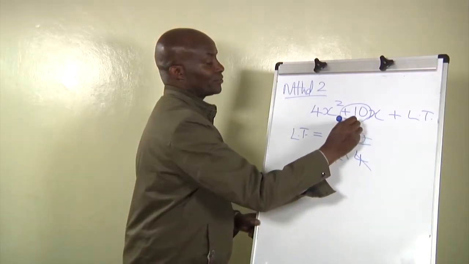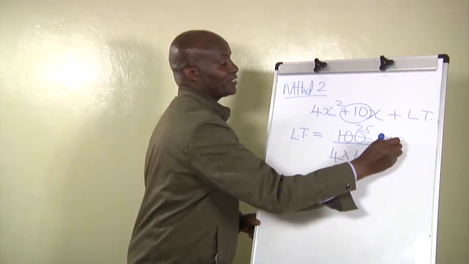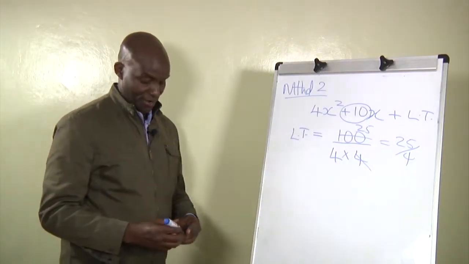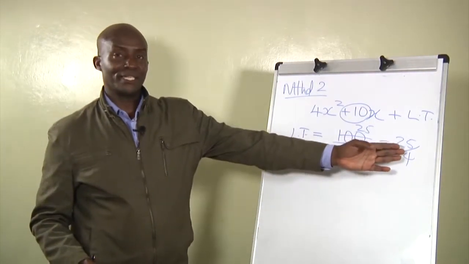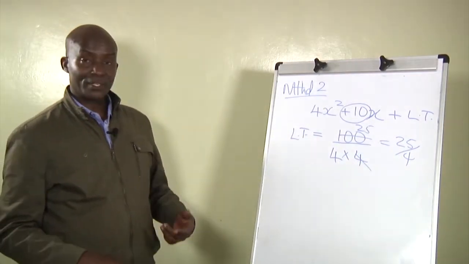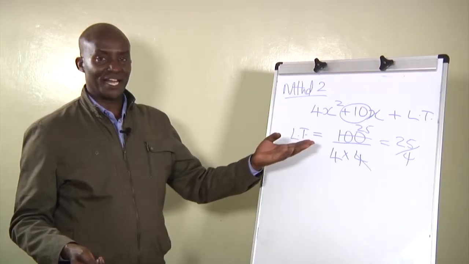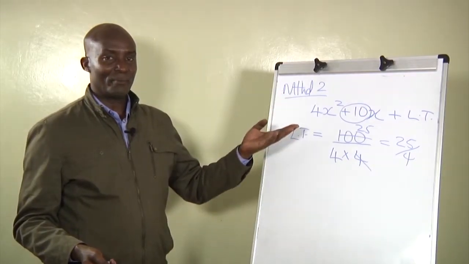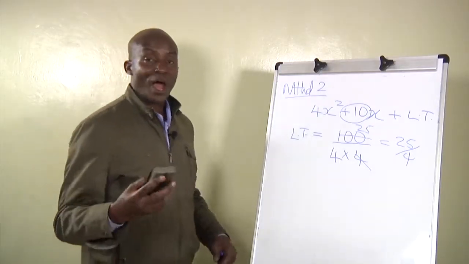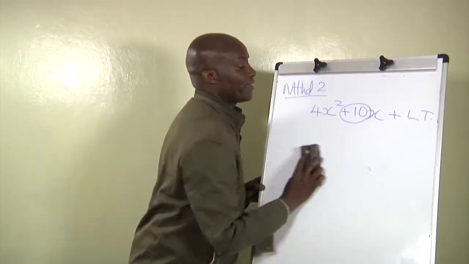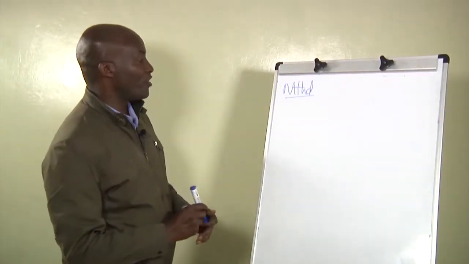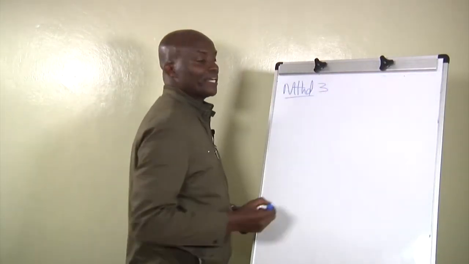Cancel 25, and the result is 25 over 4. Now, you can see we get the same result as before. Now, according to you, which one is easier? Method 1 or method 2? There is still a third method. So I will now give you method 3 of solving this.